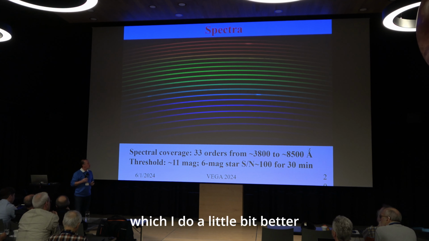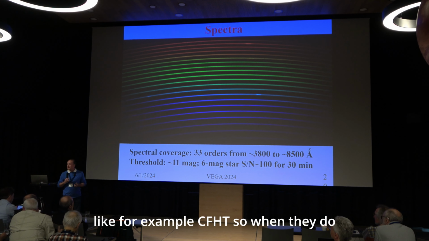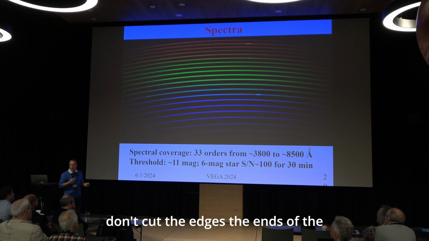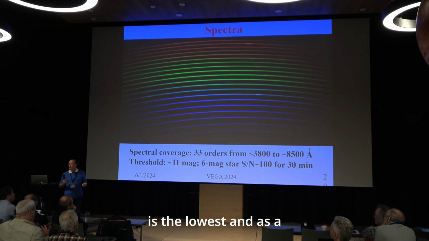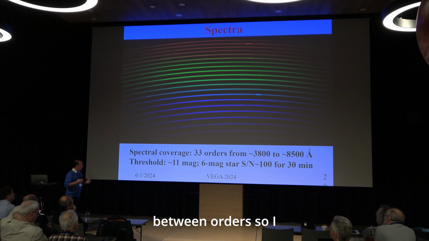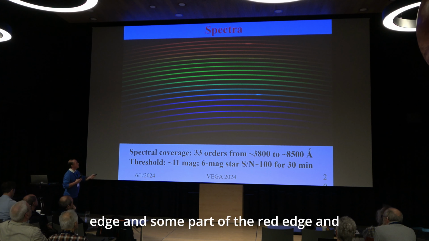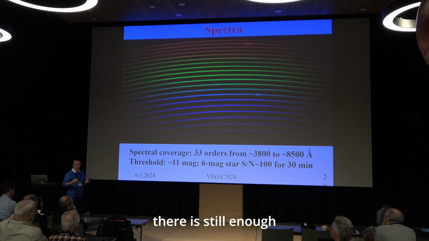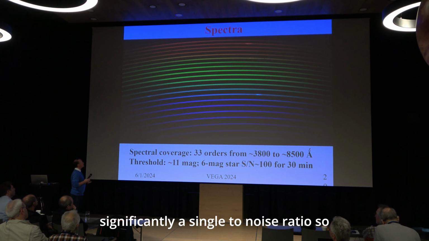One thing which I do a little bit better than some large telescopes, observatories, like, for example, CFHT. When they do their stitching, they don't cut the ends of the spectra where the signal-to-noise ratio is the lowest. And as a result, there are some mismatches between orders. So I typically cut some parts of the blue edge and some part of the red edge, and there is still enough overlap to stitch it without losing significantly in signal-to-noise ratio.